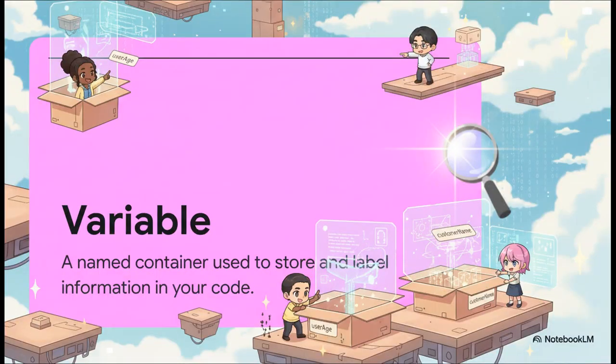First up, variables. And the absolute easiest way to think about a variable is just as a labeled box. Seriously, you give the box a name, like, say, username, and then you put a piece of information inside it. The cool part is, later on in your code, you can just shout out that box's name, and the computer knows exactly what information you're talking about. It's how our code remembers things.